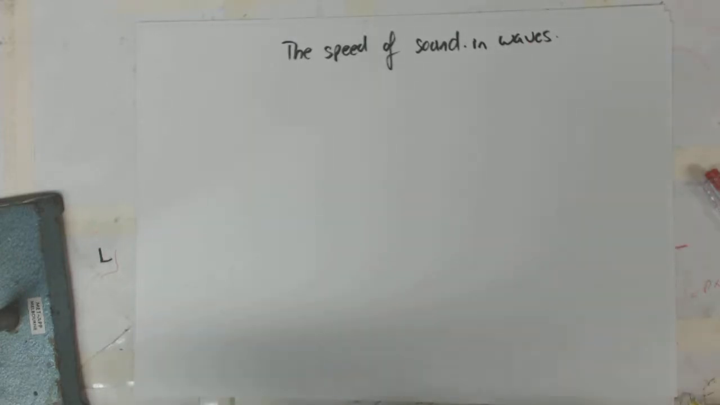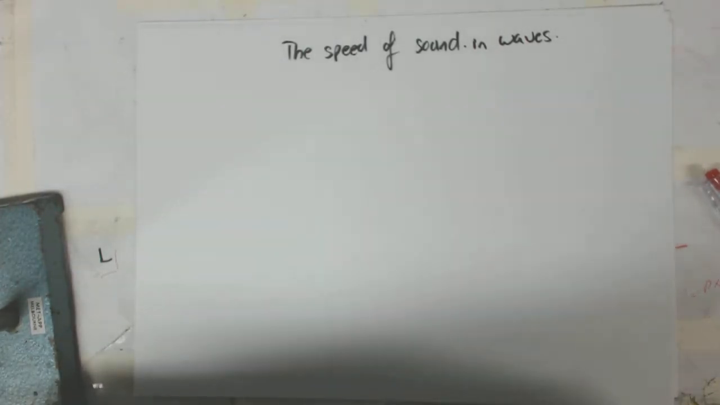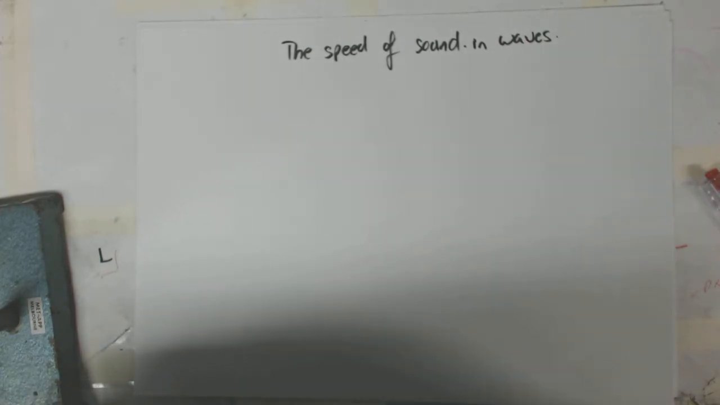What I want to do here is just look at the speed of sound in waves, and we talk about this and we use it all the time, but we don't really talk about the origin of it. And I felt that maybe a brief little video here would help with that. So the speed of any mechanical wave, transverse or longitudinal, depends on two things.